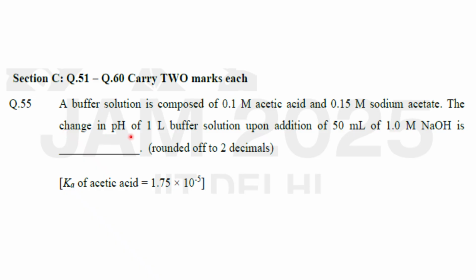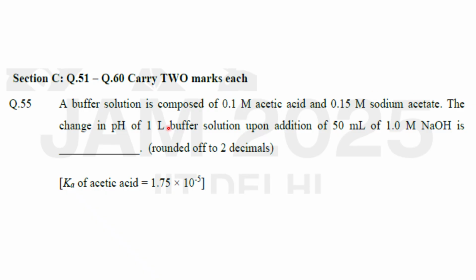And you change the pH of the 1 liter buffer solution by adding 50 ml of 1 molar NaOH into it. So you have 1 liter buffer solution of acetic acid and sodium acetate. Into that you are adding 50 ml of 1 molar NaOH. Now NaOH is a strong base. It will neutralize this acetic acid in the buffer and form sodium acetate. So acetic acid concentration will decrease, sodium acetate concentration will increase.